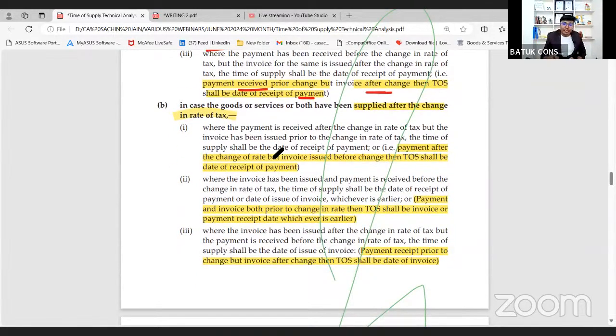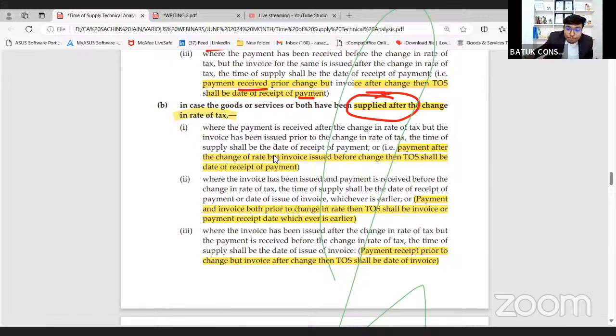Now second scenario लेते हैं, that means goods and services both have been supplied after the change in rate of tax. भैया change टैक्स में होने के बाद गुड सप्लाई किया. सपोज गवर्नमेंट हैज अनाउंस द चेंज इन जीएसटी रेट एज ऑन 22nd of June and you had made a supply as on 24th of June. In that case, what will be the time of supply?